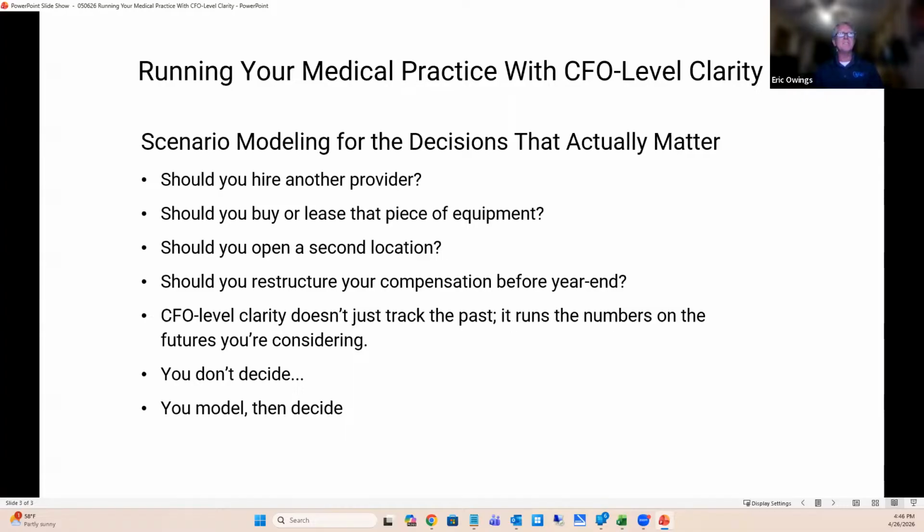CFO level clarity doesn't just track the past, it runs the numbers on the futures you're considering. You don't decide, you model, and then you decide. So you're making decisions based on data and not on emotion.